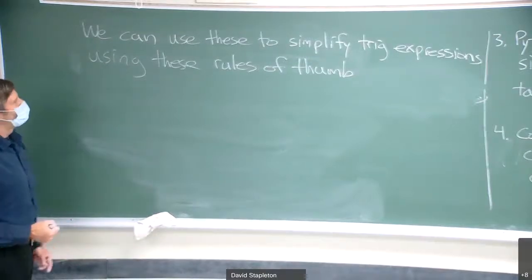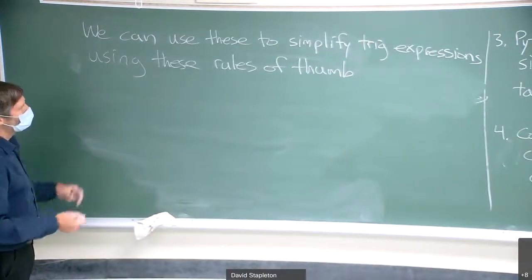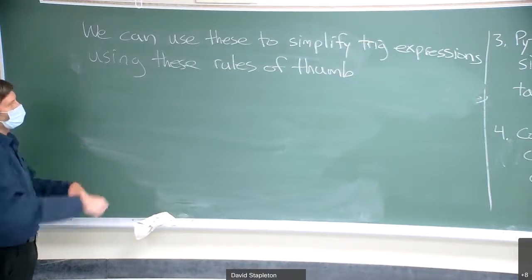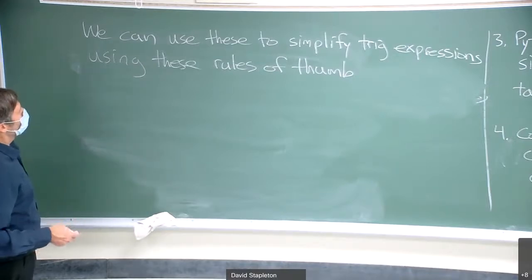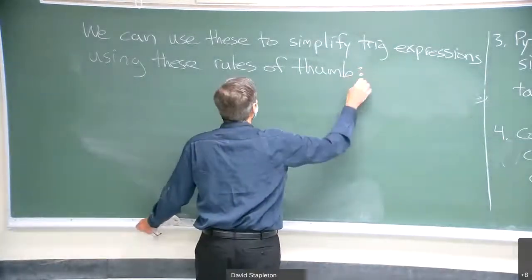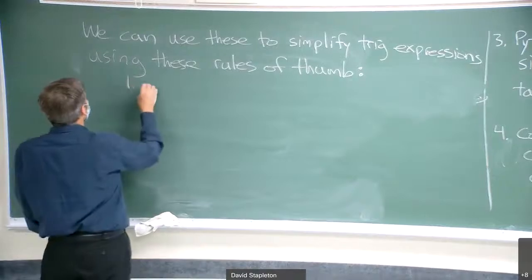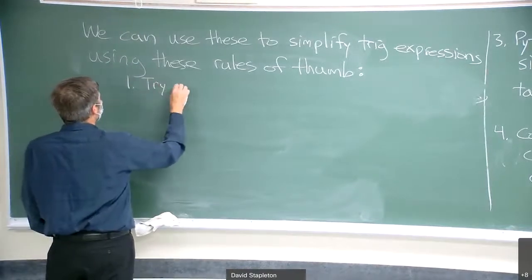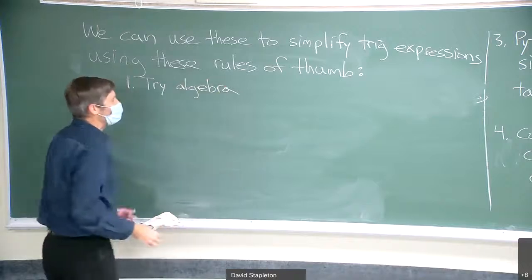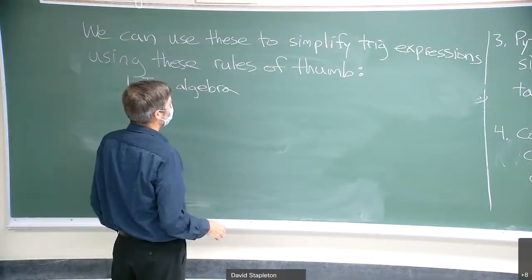What's a rule of thumb? It's just something that you go to in general, right? It's not an absolute, it's something that you generally do. So here they are. When you see a complicated trig expression, the first thing you do is try algebra, right? To see if you can simplify it.